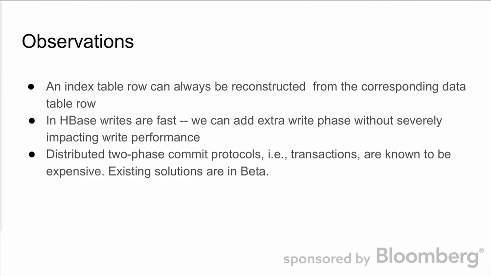Before coming up with this design, here are some observations. An index table row can always be reconstructed from a data table row. And the second observation is that in HBase, writes are fast. So with this new design, we can add an extra write step and hope that we are not severely impacting performance. We also considered two-phase commit protocols, like transaction protocols, for the global index and data table sync problem. But we found that existing solutions are in beta, and we thought that they are too generic for this problem, and it might be expensive.